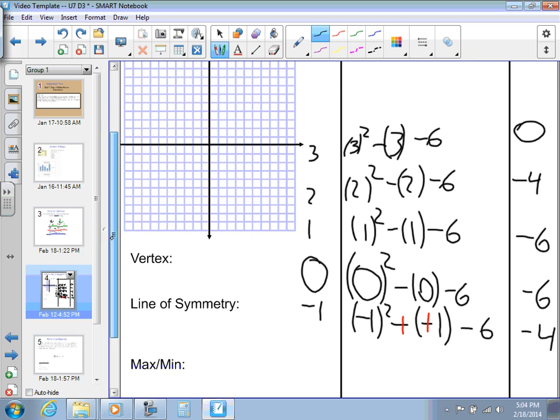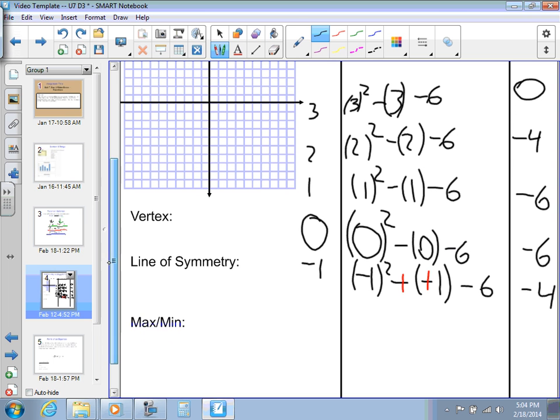Let's try to move down here and do the negative. So negative 2. So when I put that in, I've got negative 2 squared minus negative 2 minus 6. Negative 2 squared is positive 4. Of course, those two cancel. So positive 4 plus 2, that gives me 6. 6 minus 6 is 0, or symmetry.